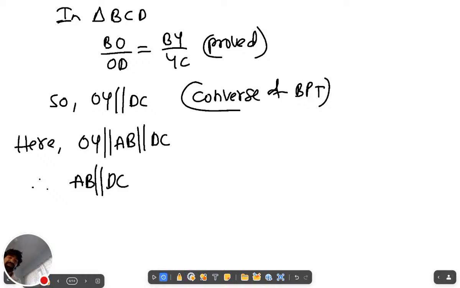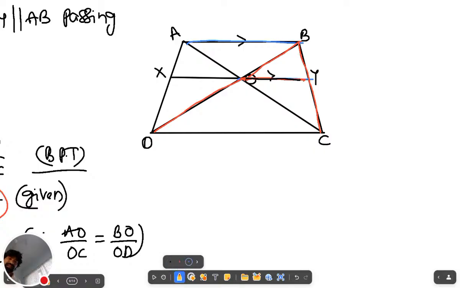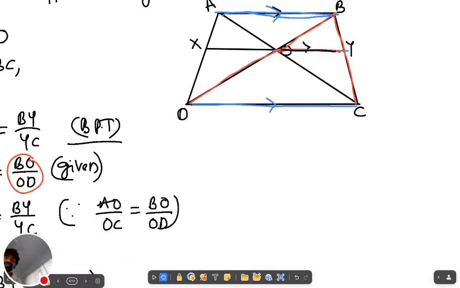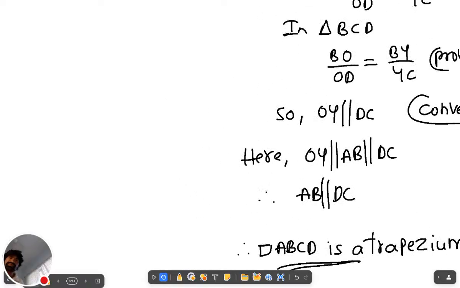In any quadrilateral, if one pair of opposite sides is parallel, then it is a trapezium. Here AB is parallel to DC. So therefore we can say that quadrilateral ABCD is a trapezium. Yes, so this is the solution for this question. Now let's go to the next question.